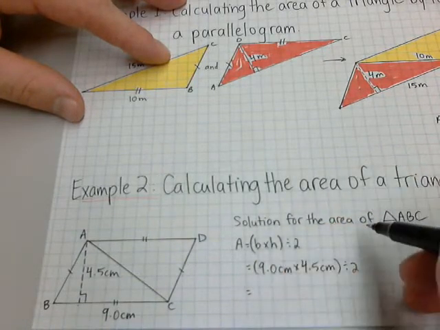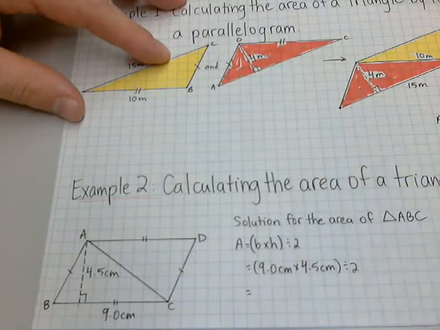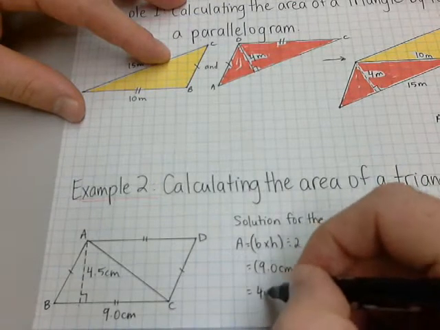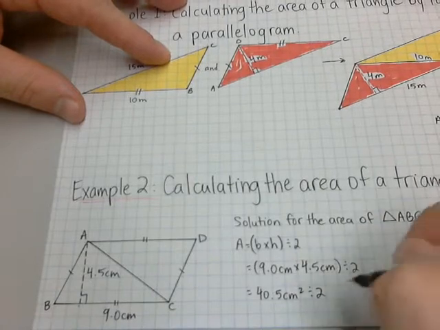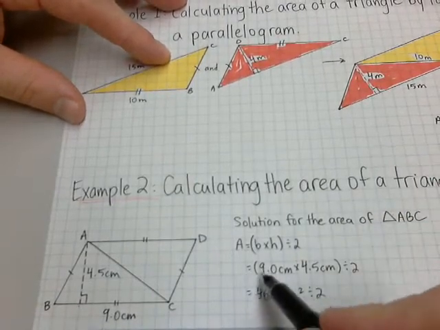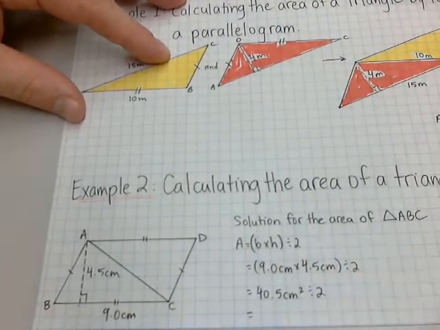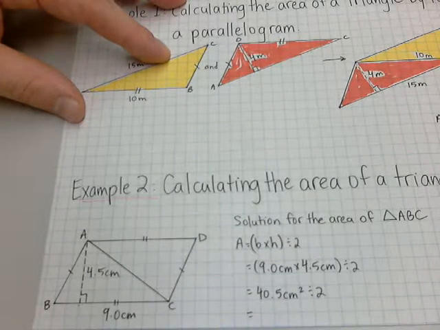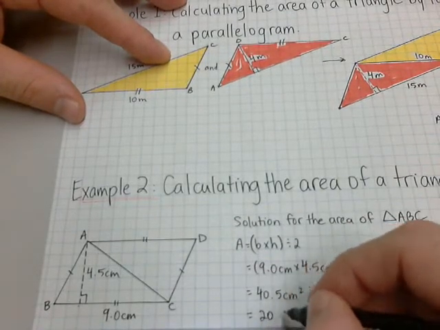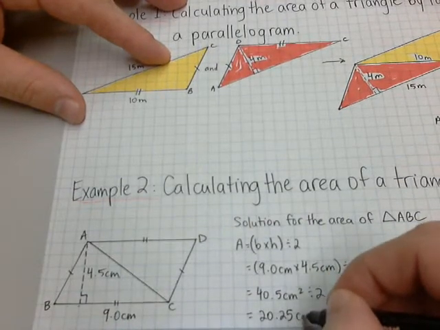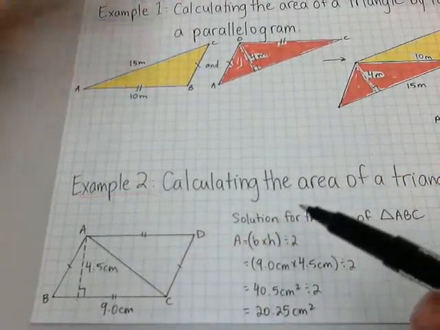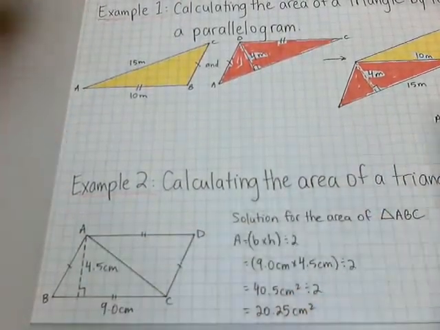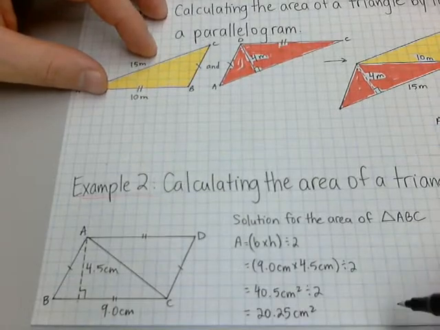Now, 9 centimeters times 4.5 is, I believe, 40.5 centimeters squared, and then divide by 2 gets carried down. Okay, so we're doing multiplication and division from left to right. Now, once we've divided 40.5 by 2, we get an answer of 20.25 centimeters squared. So this triangle ABC, which is part of quadrilateral ABCD, the area of that is 20.25.